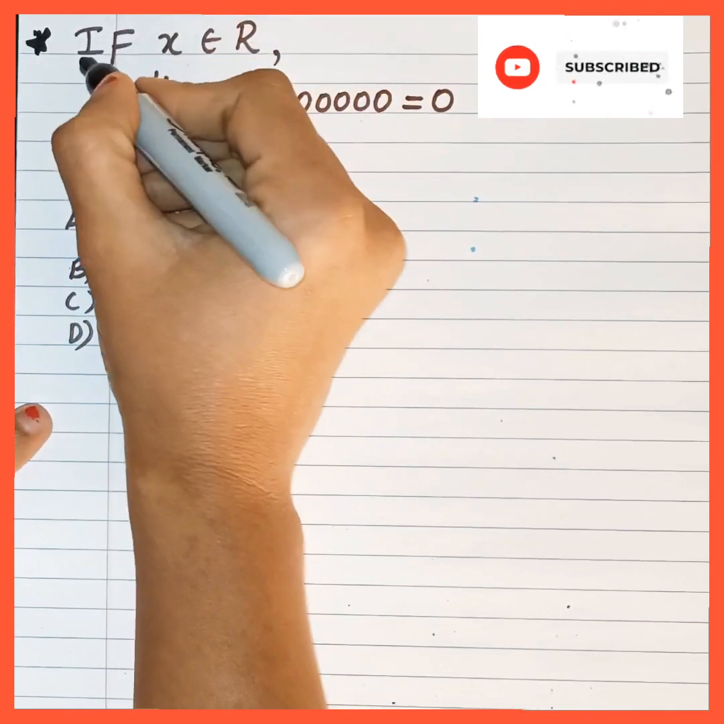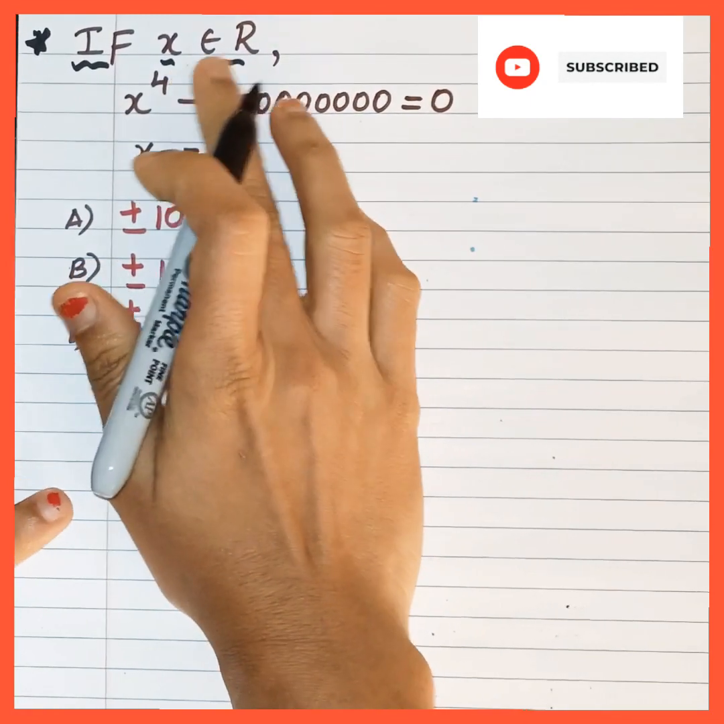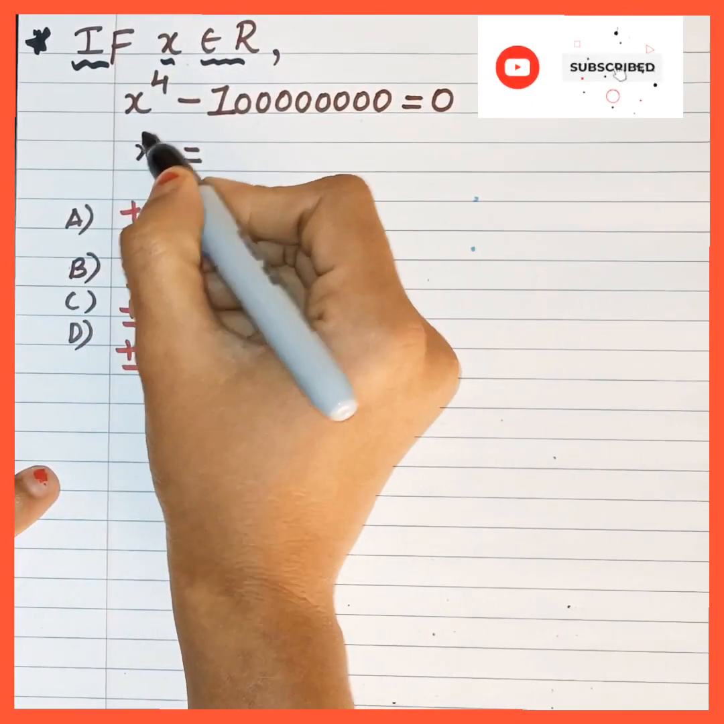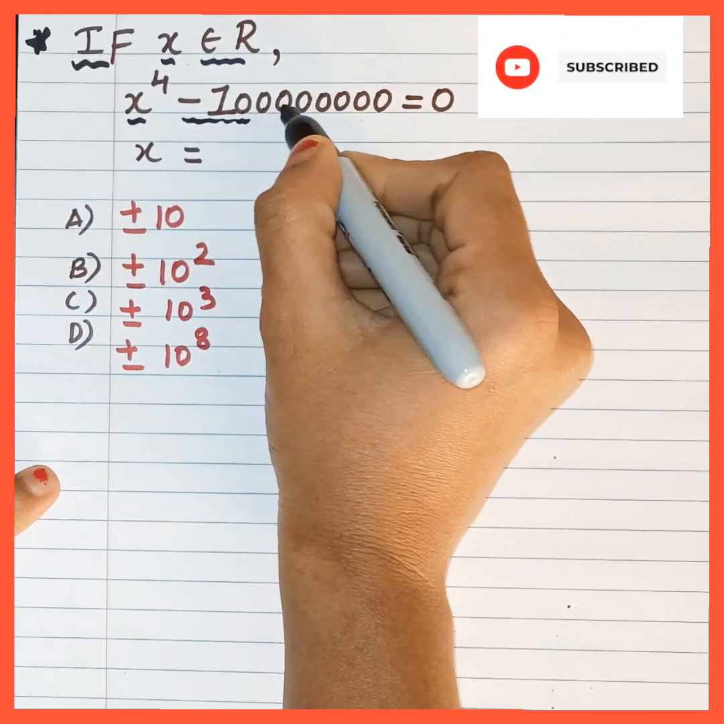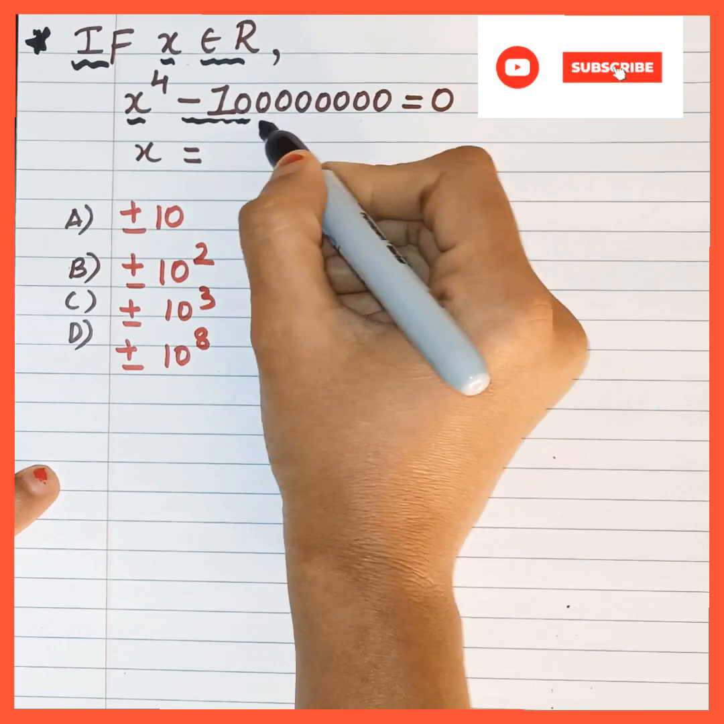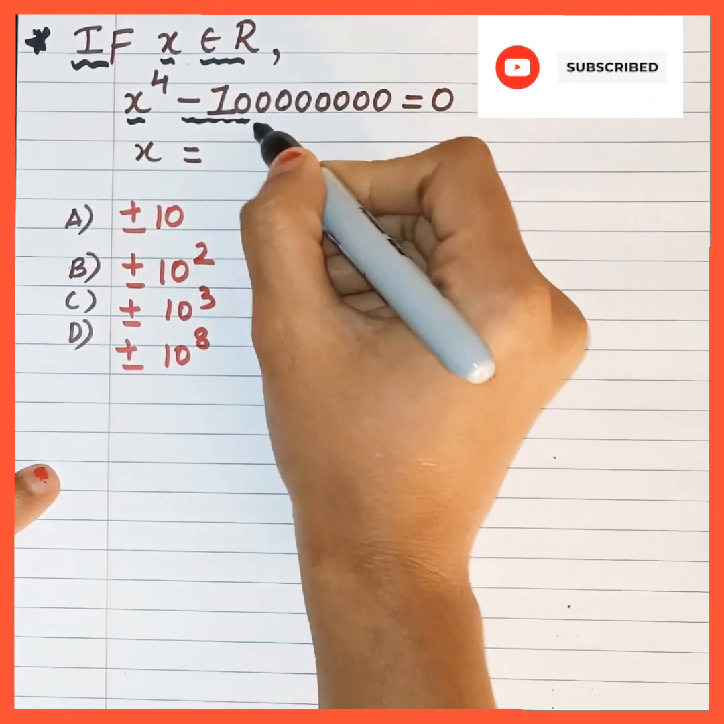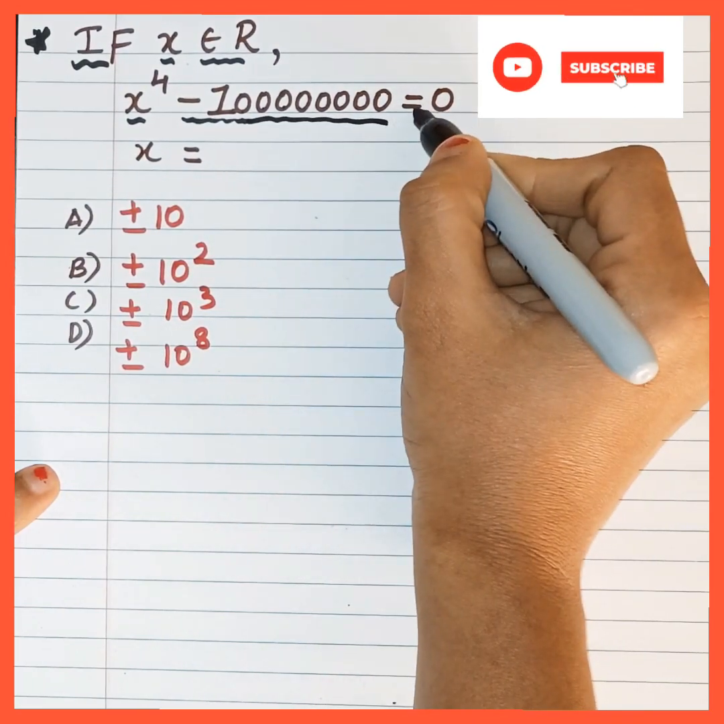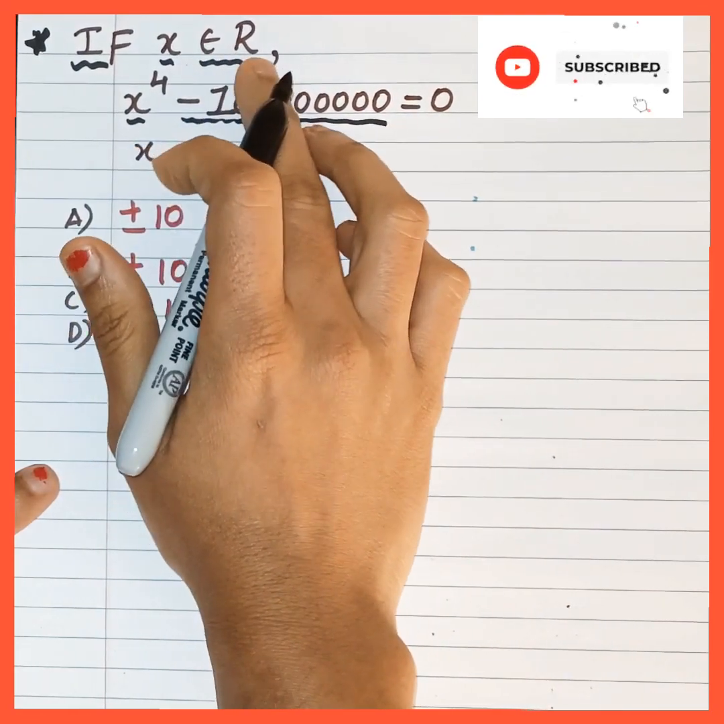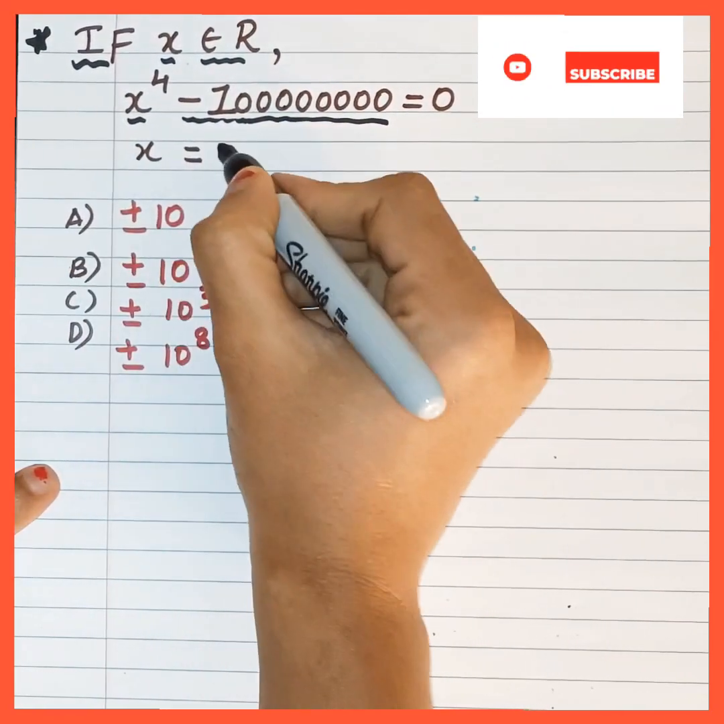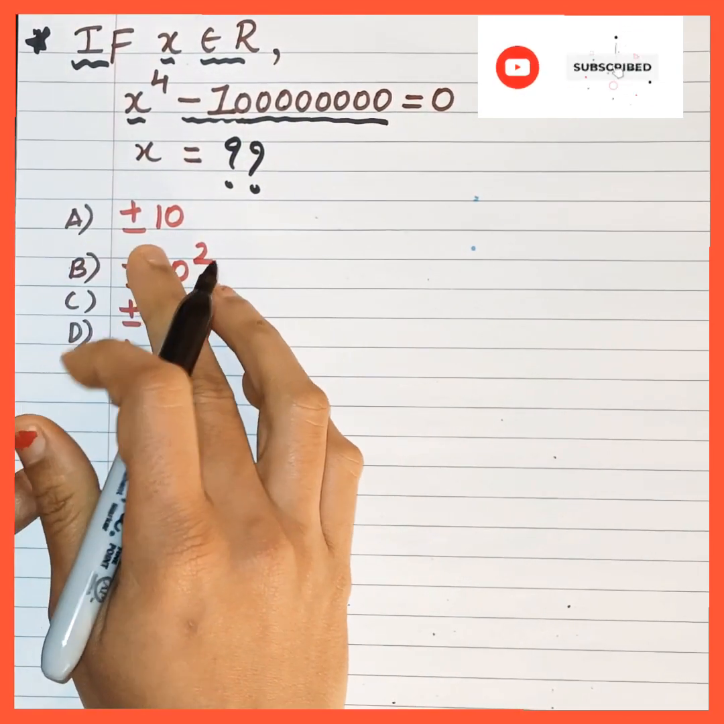The question is: if x belongs to R, that is, x is a real number, and x raised to 4 minus 1 followed by 0 eight times (so there are 8 zeros: 1, 2, 3, 4, 5, 6, 7, 8) equals 0. This equation is given to us. If x belongs to the real numbers, then what will be the value of x? We have to find the value of x.